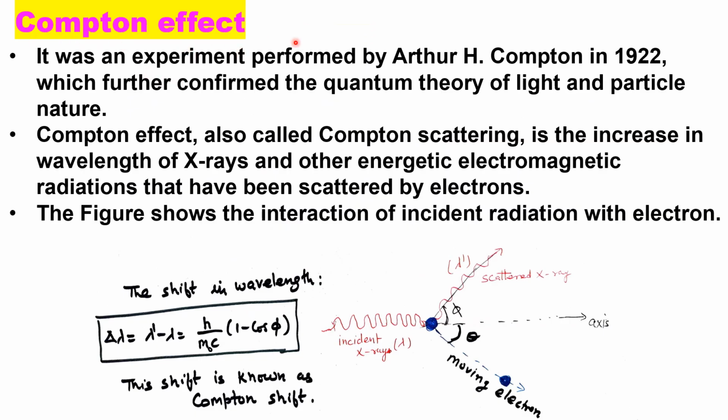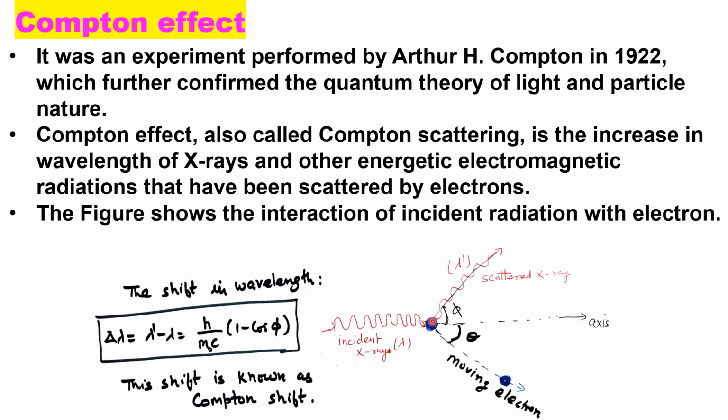Now we discuss the Compton effect. It was an experiment done by Compton in 1922, which also confirmed the quantum theory of light and its particle nature. The Compton effect, also known as Compton scattering, is the increase in the wavelength of X-rays or any other electromagnetic radiation that has been scattered by electrons. So this figure shows the interaction of incident radiation with an electron.